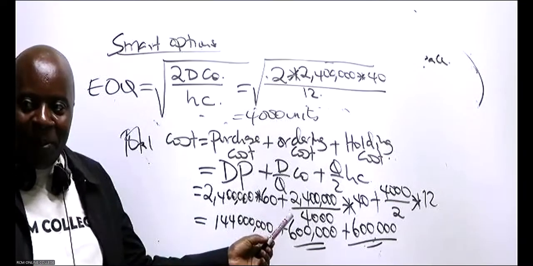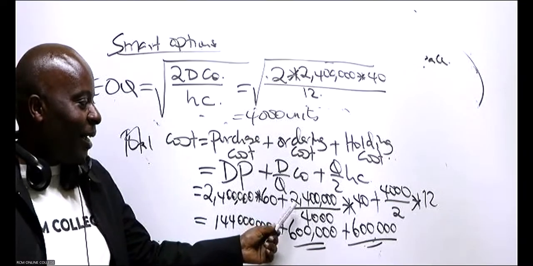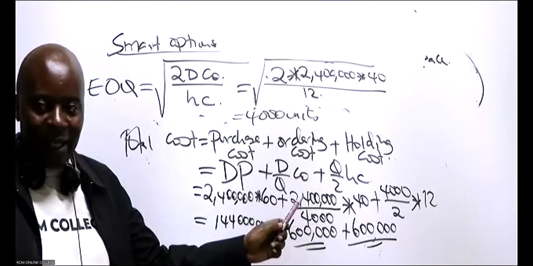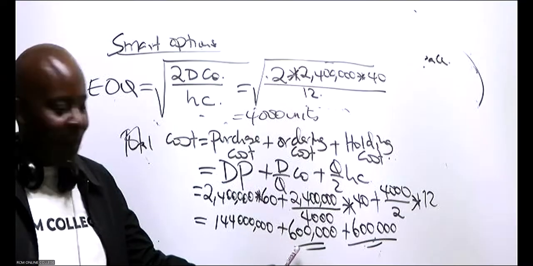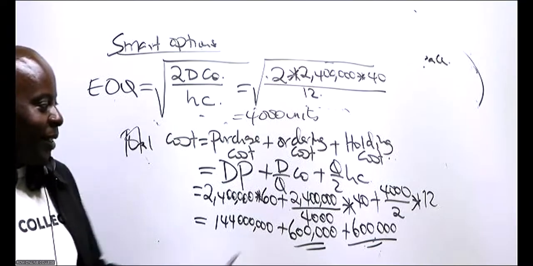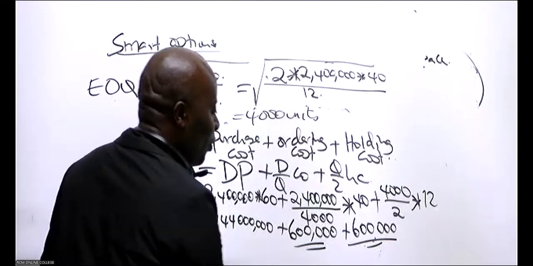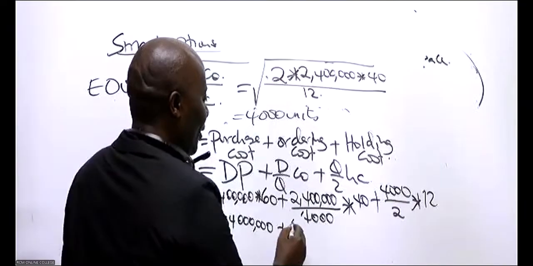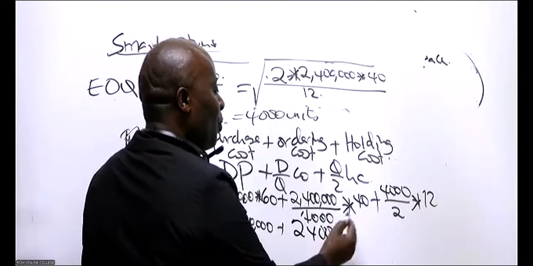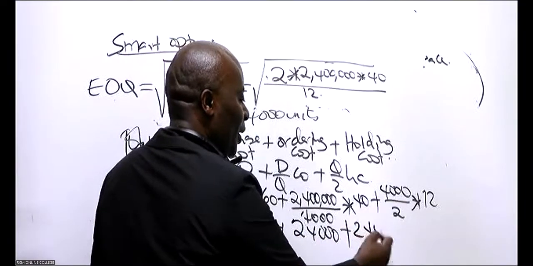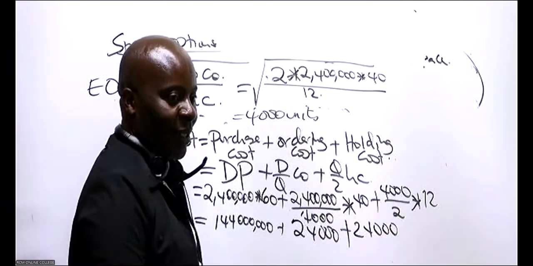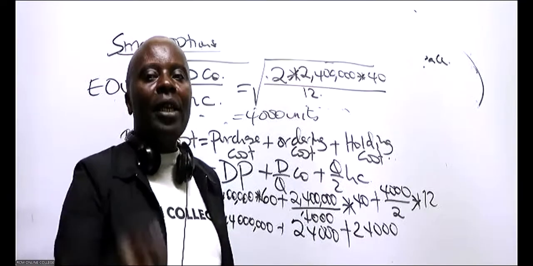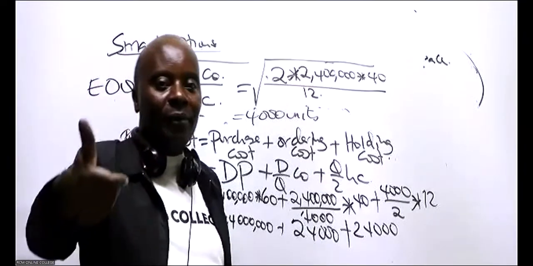So this is 2.4 million divided by 4,000 times 40. It's supposed to be 24,000. Yes, so this is supposed to be 24,000, meaning that even this one must be 24,000. Is that the case? Yeah, because the holding cost will be equal to ordering cost in an EOQ model.